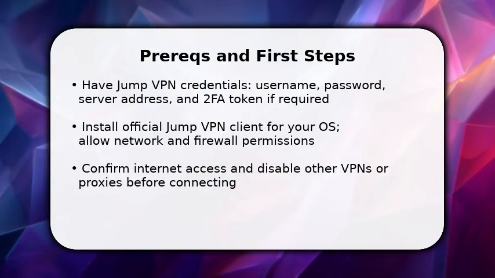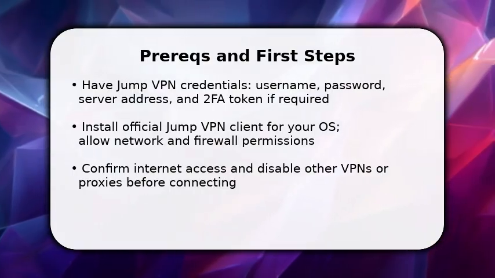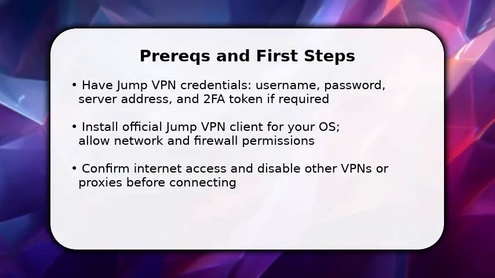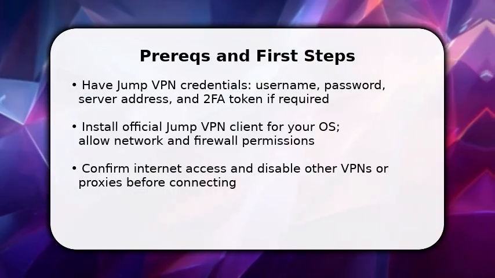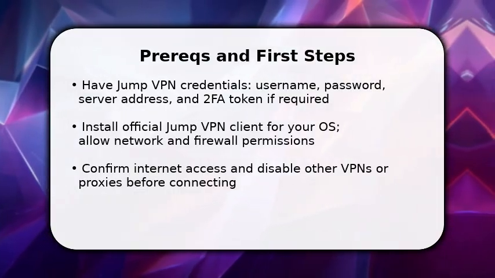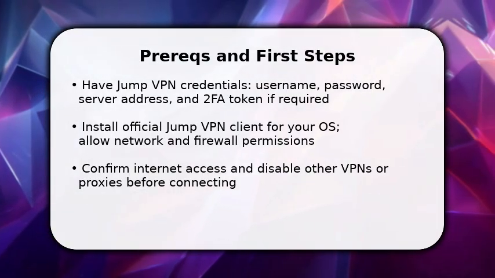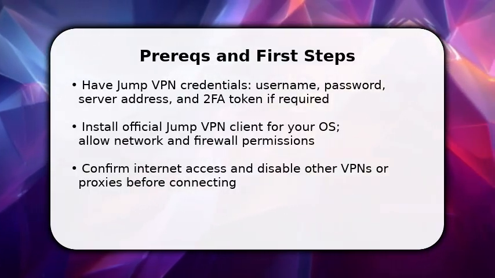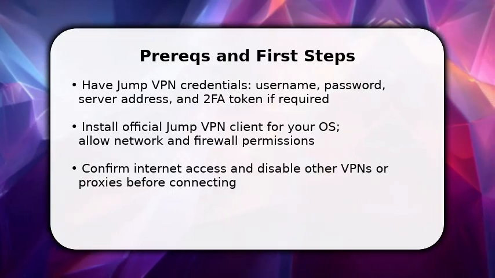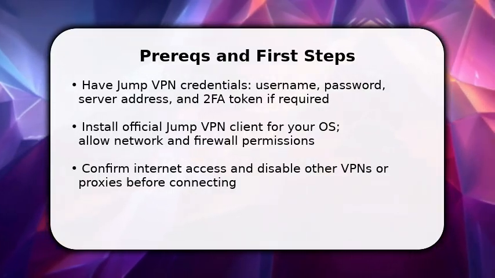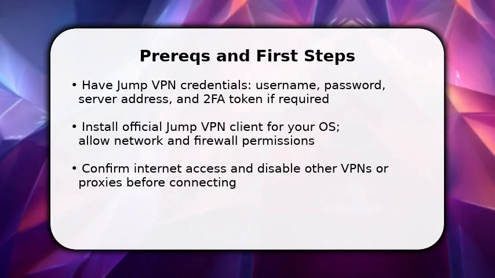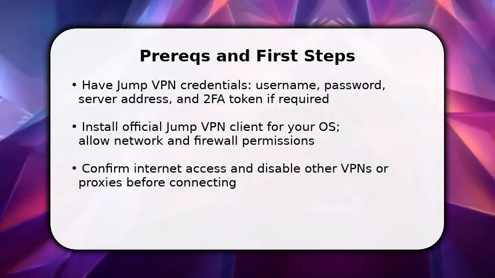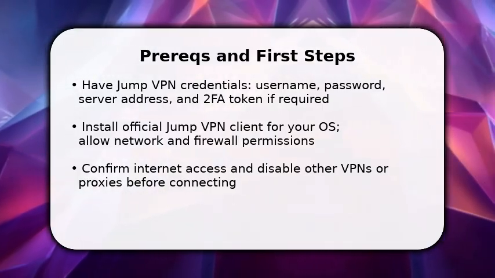You start by confirming essentials: your Jump VPN account, server address, and any 2FA method. Once you have credentials, install the official Jump VPN client and grant it network permissions. This avoids blocking at the OS level. Next, make sure no other VPN or proxy is active so routes won't conflict. After that, open the client and choose the server entry. You'll be ready for the first connection attempt.